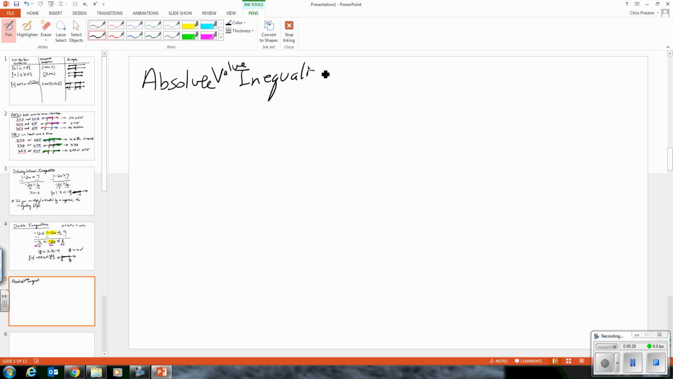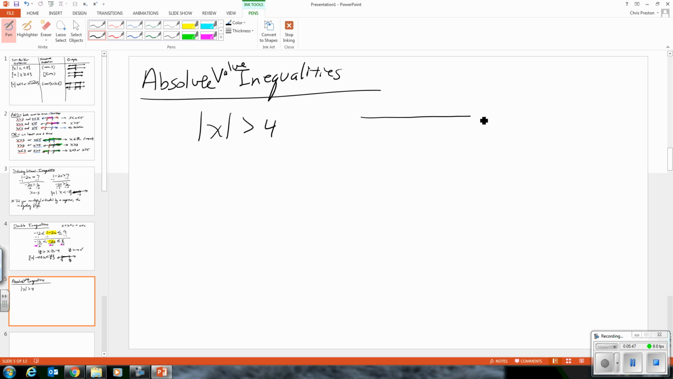Absolute value inequalities. Okay. So just like we were talking about absolute value equations, we're going to start with a simple example here. Let's say the absolute value of some number is greater than 4. Now, let's consider what that means.